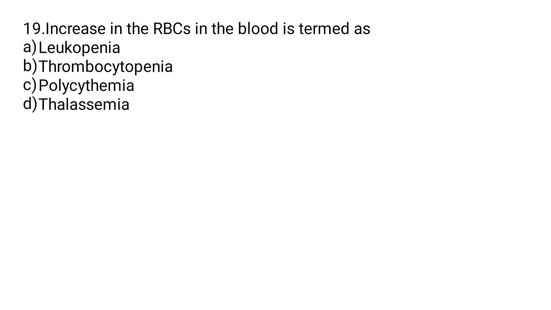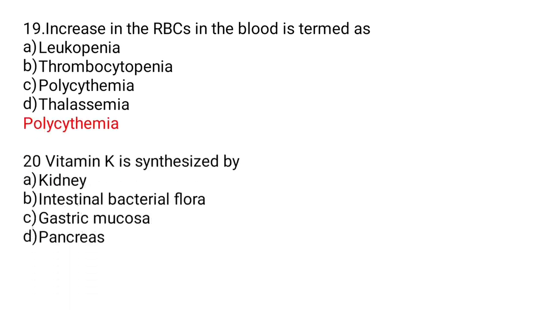Increase in the RBCs in the blood is termed as A. Leukopenia, B. Thrombocytopenia, C. Polycythemia, D. Thalassemia. And the answer is polycythemia. Next one, vitamin K is synthesized by A. Kidney, B. Intestinal bacterial flora, C. Gastric mucosa and D. Pancreas. And the answer is intestinal bacterial flora.